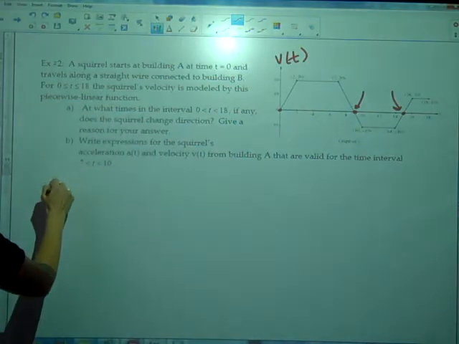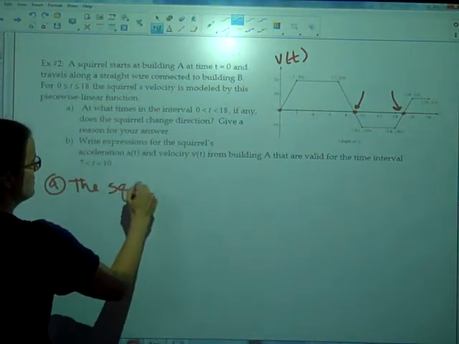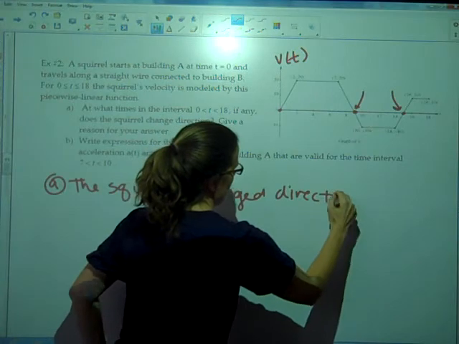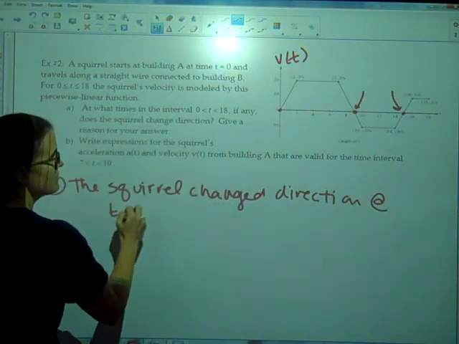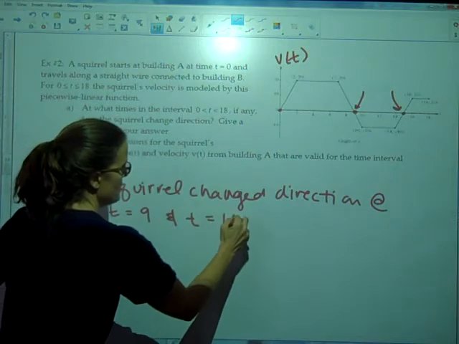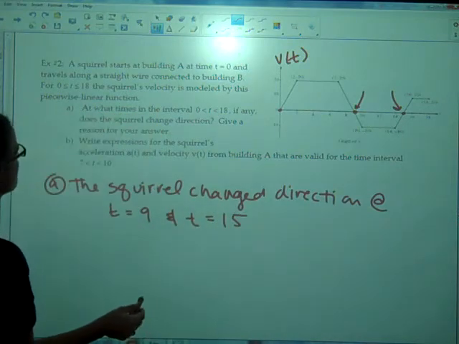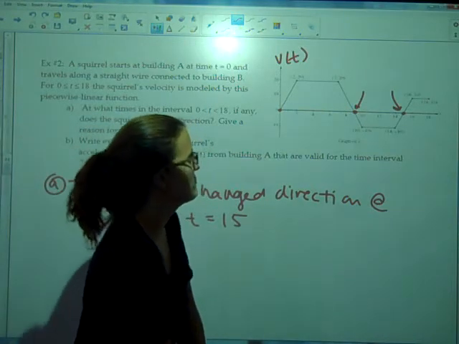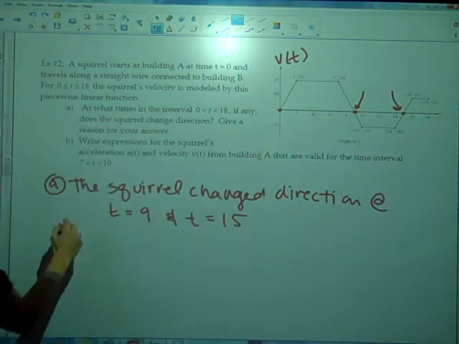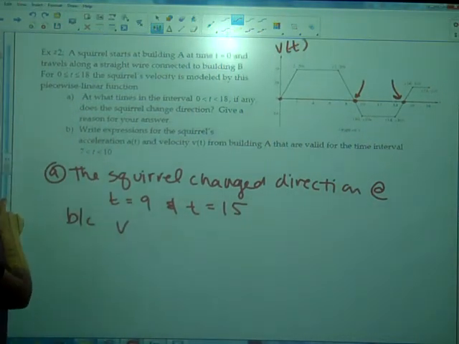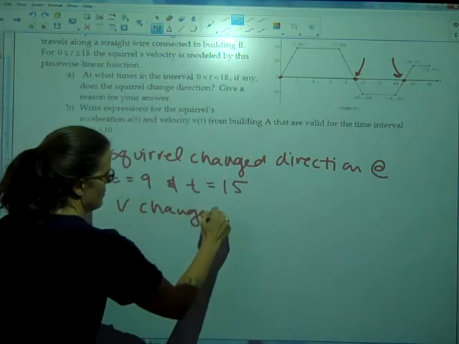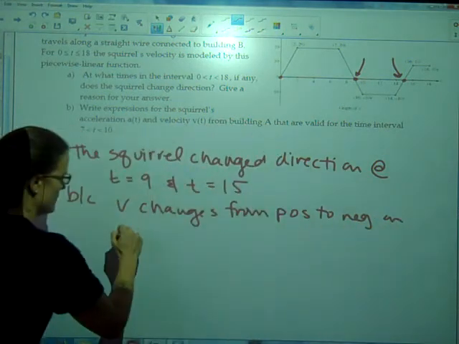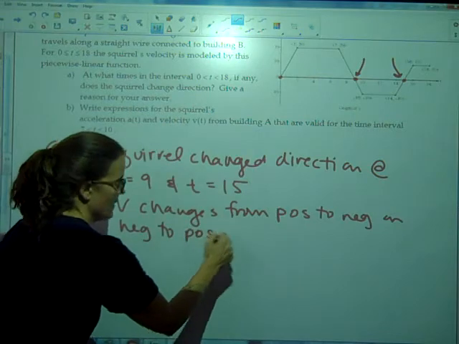Okay? So for letter A, we would say the squirrel changed direction at, looks like it was t equals 9 and t equals 15. And that was what, in terms of, did they not give us units? I don't know if it was minutes or seconds or something along those lines. And this would be because V changes from positive to negative or negative to positive there, at either of those values.